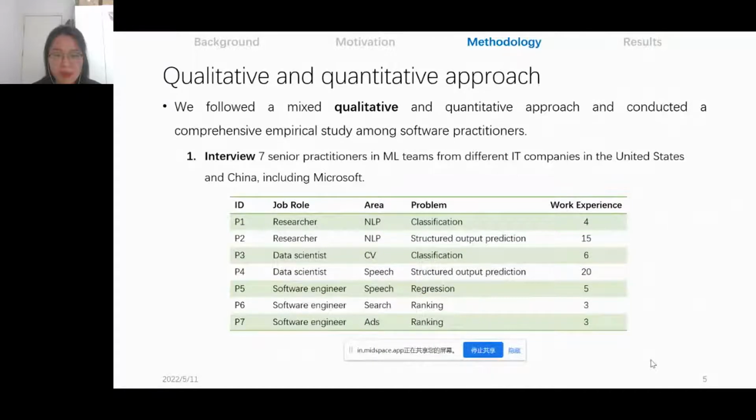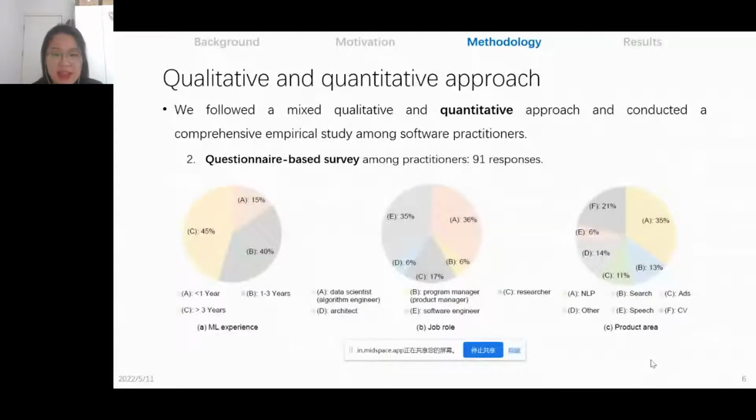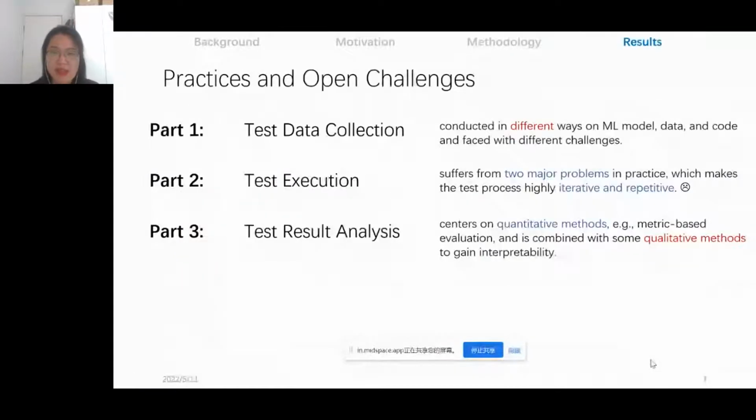First, we interviewed 7 senior practitioners from different countries. In these interviews, we carefully investigated their concerns, practices, and challenges on major testing activities. Then we designed a questionnaire and distributed it to practitioners to verify our findings in the interviews. We received responses from various product areas. With these interviews and the survey, we organized the results of our study by 3 major testing activities: test data collection, test execution, and test result analysis. Due to the time limit, I only introduce several interesting findings here.